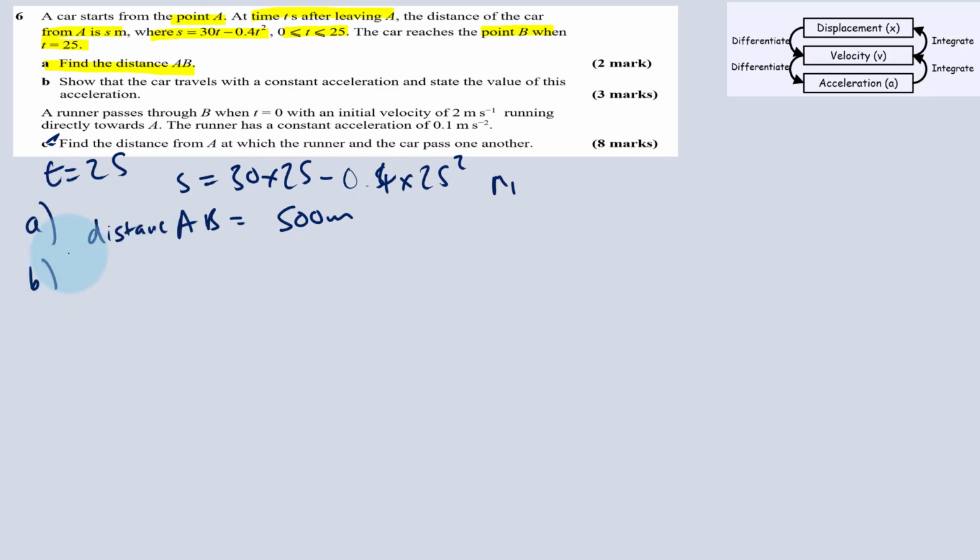Part B, it should show that the car travels with a constant acceleration and state the value of this acceleration. So we've got S, we've got displacement, we need to get acceleration. What do we need to do? You need to differentiate twice.